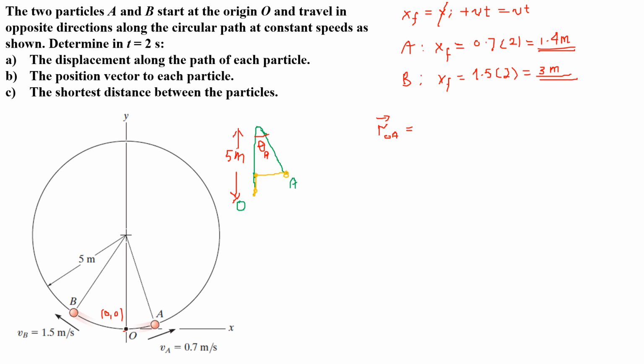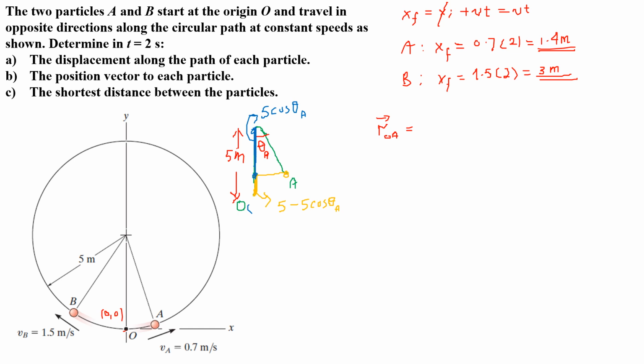Let me make this one in blue. This is 5 cosine theta A. Now how much would be the remaining part? This is the one that we highlighted in orange. This one here would simply be 5 minus 5 cosine theta A, right? So now what do we have?